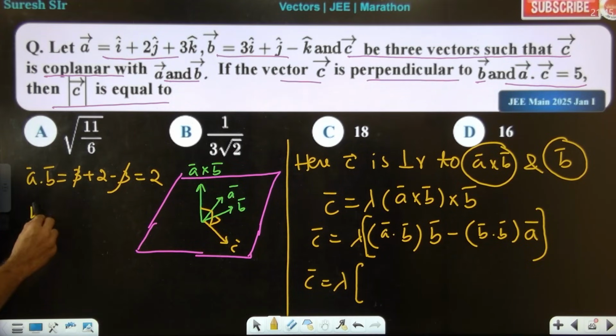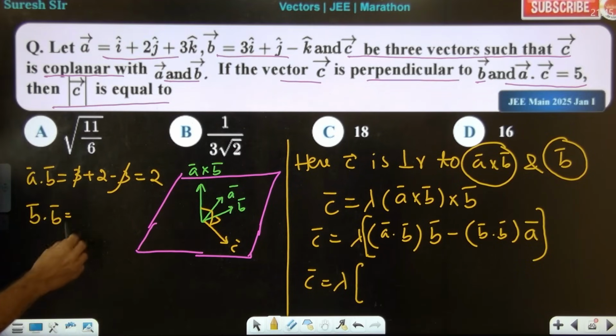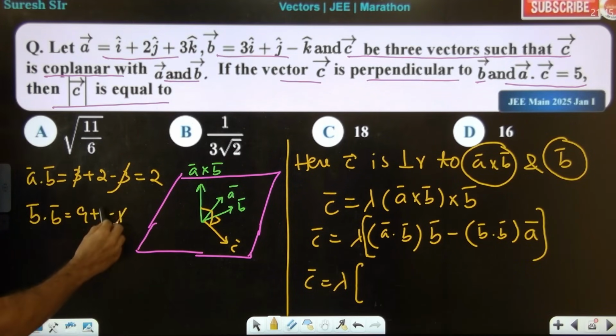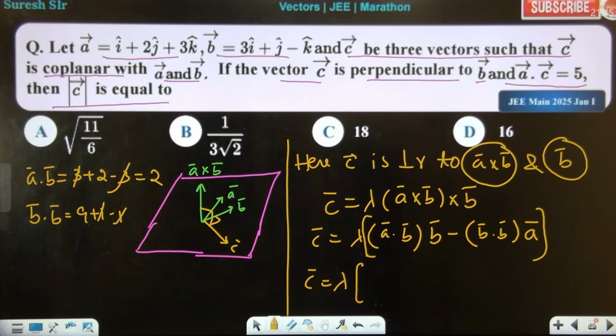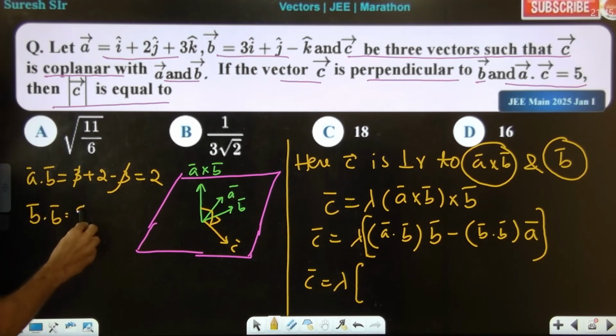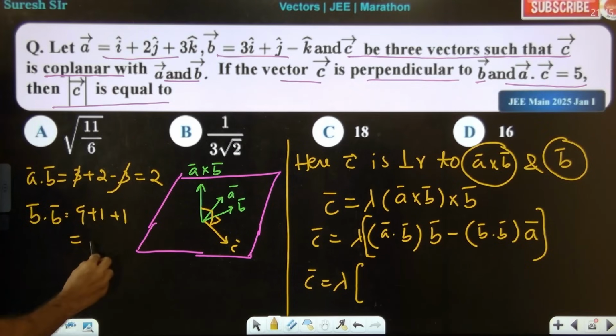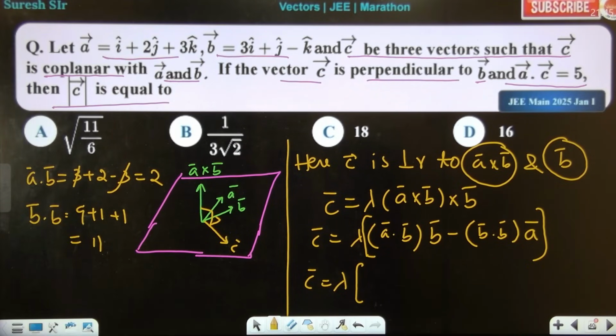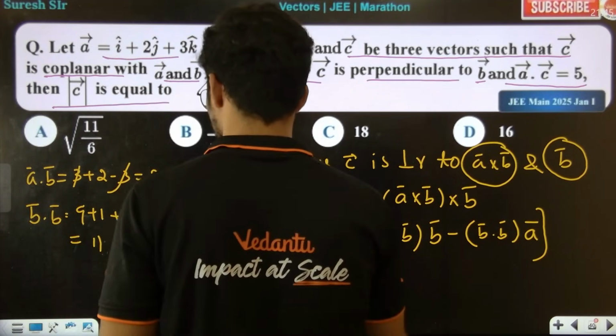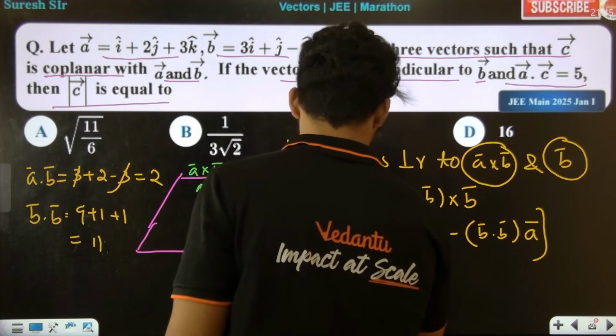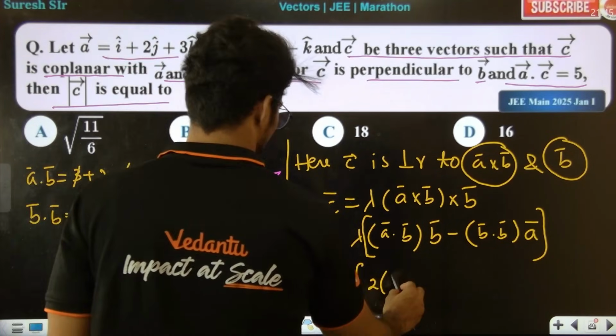So 11. So 9 plus 1 plus 1, right? 9 plus 1 plus 1, so this is 11. Now let me substitute here: lambda A dot B, A dot B is 2, 2 into B vector. B vector is what?